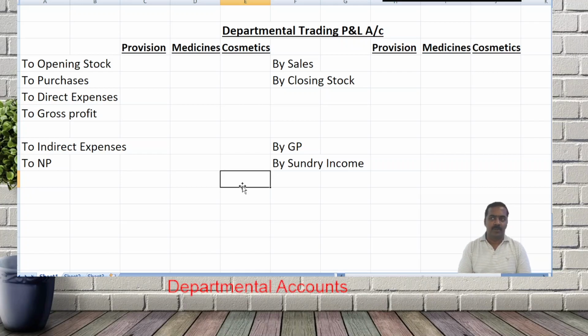Which segment is making good profit? Which segment is making low profit? Which segment is running at a loss? All those things they will ascertain. Same way in a departmental store also you will do. Let us assume you are manufacturing two different types of electronic goods. One is air conditioners, another one is fans. For air conditioners you will have a column and for fans you will have what? Another column where you will record all these things. Wherever you manufacture two or more products or render two or more services, then you prepare which account? Departmental trading P&L account.